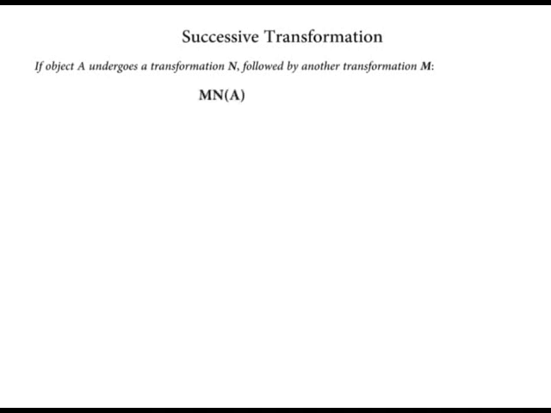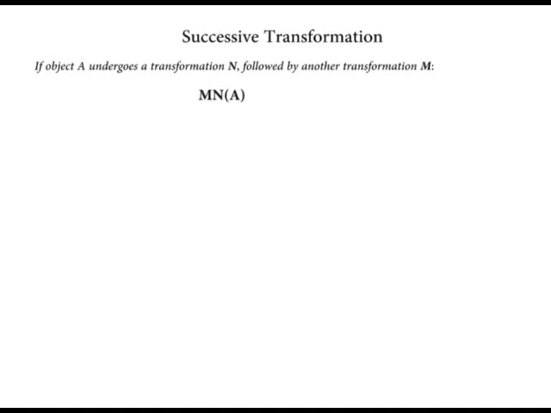Next, successive transformations. Now, an object can undergo several transformations one after the other. This is done such that the image of the preceding transformation becomes the object of the next transformation. When an object A undergoes a transformation N followed by another transformation M, this is written as MNA. The first transformation is the one next to the object. In this case, it's N. So the object first undergoes transformation N, and then the result undergoes transformation M.